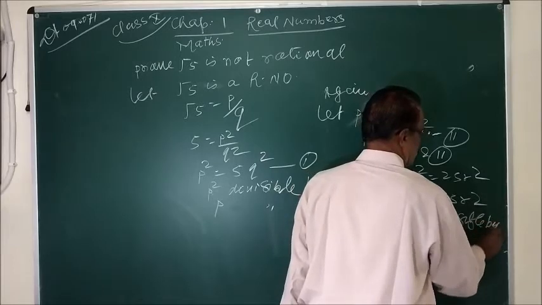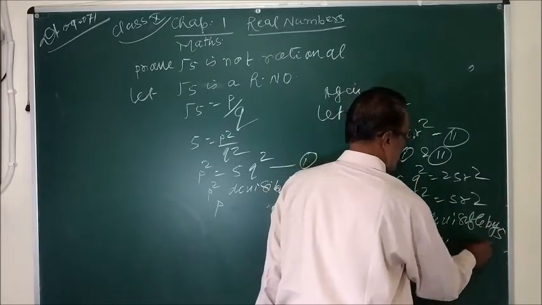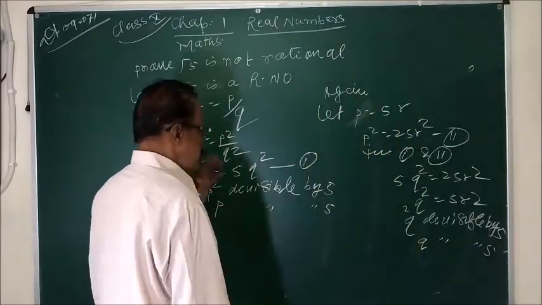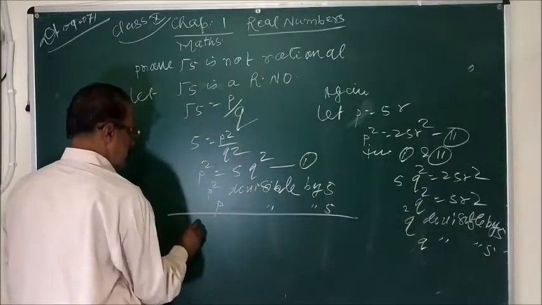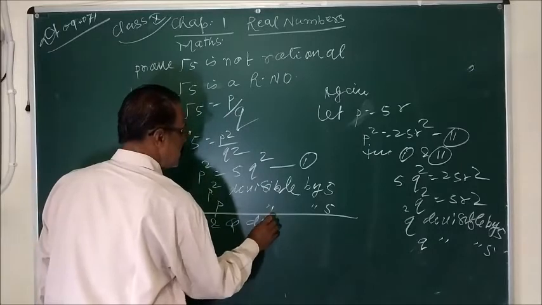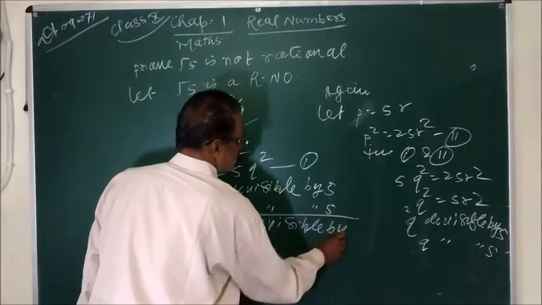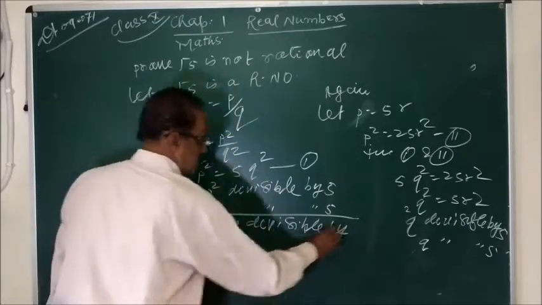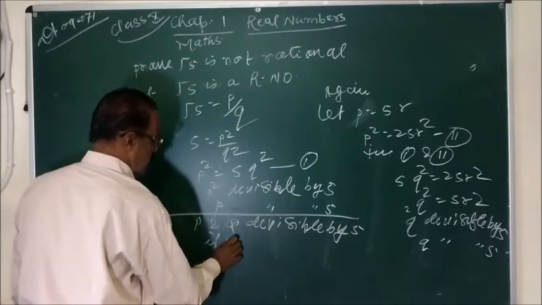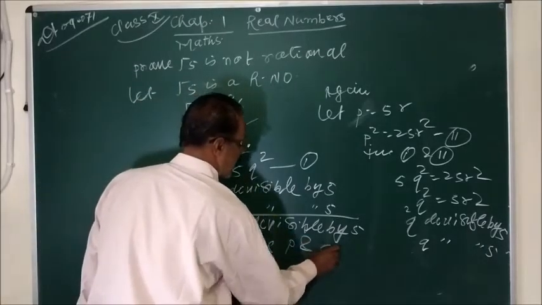And similarly, q is divisible by 5. What do you see? We see that p and q are both divisible by 5. This means they are divisible by 5. What does it mean? It means p and q are not co-prime.